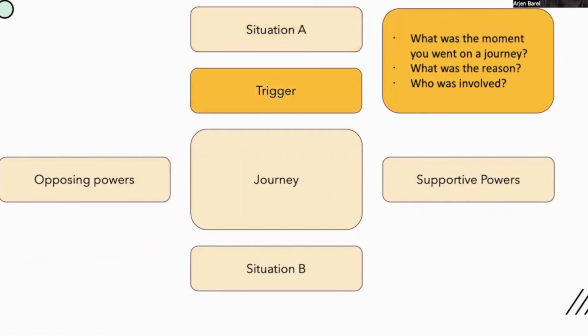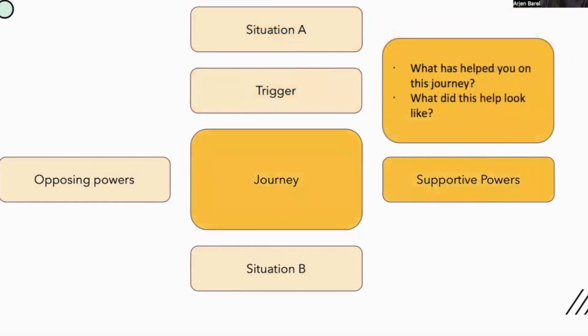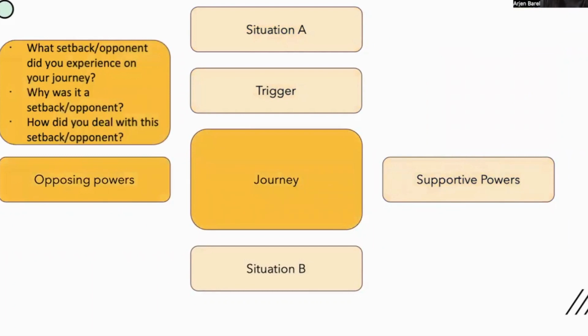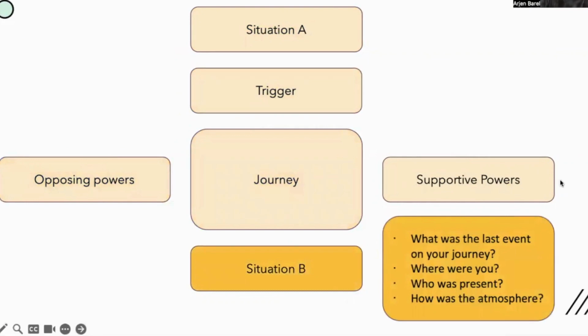So here you have the questions for the trigger. And indeed, the questions for the supportive powers, describe them, because then they get meaning. And the same counts for the opposing powers. By the way, important here is that you use the phrase "how to deal with" opposing powers and not "how to fight" or "to conquer," because dealing with is a way more positive way of approaching them. And then, of course, last but not least, you have situation B. Describe situation B. And here, absolutely add the question, what did the journey teach you? What insights did you get? What transformation did you go through? Because that's what it's all about.